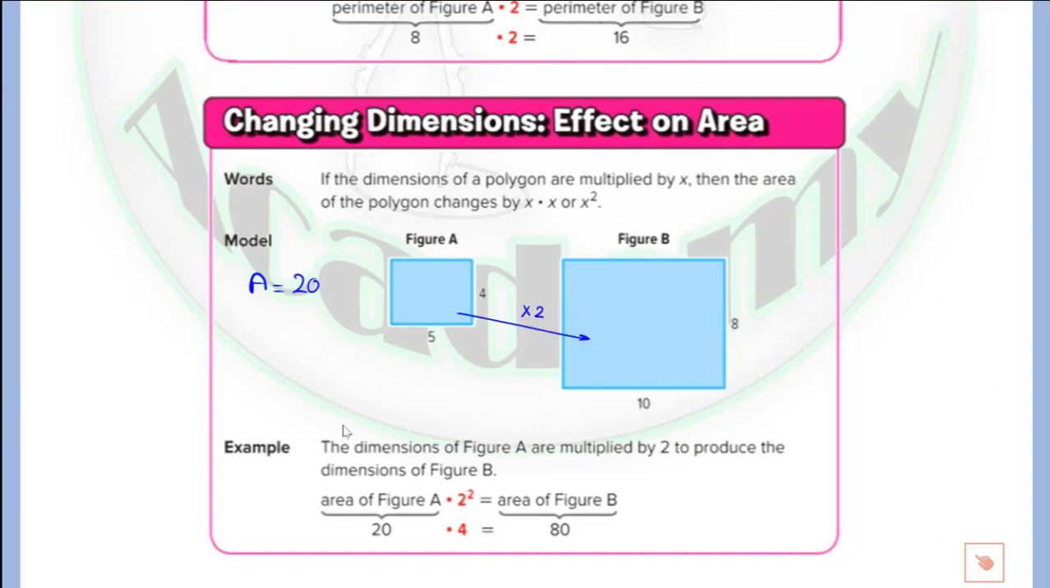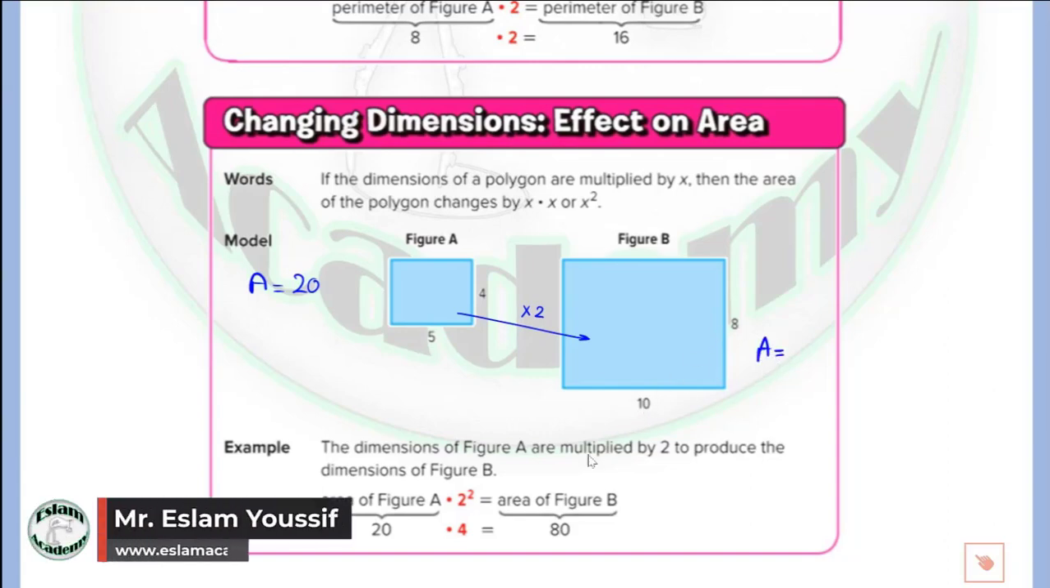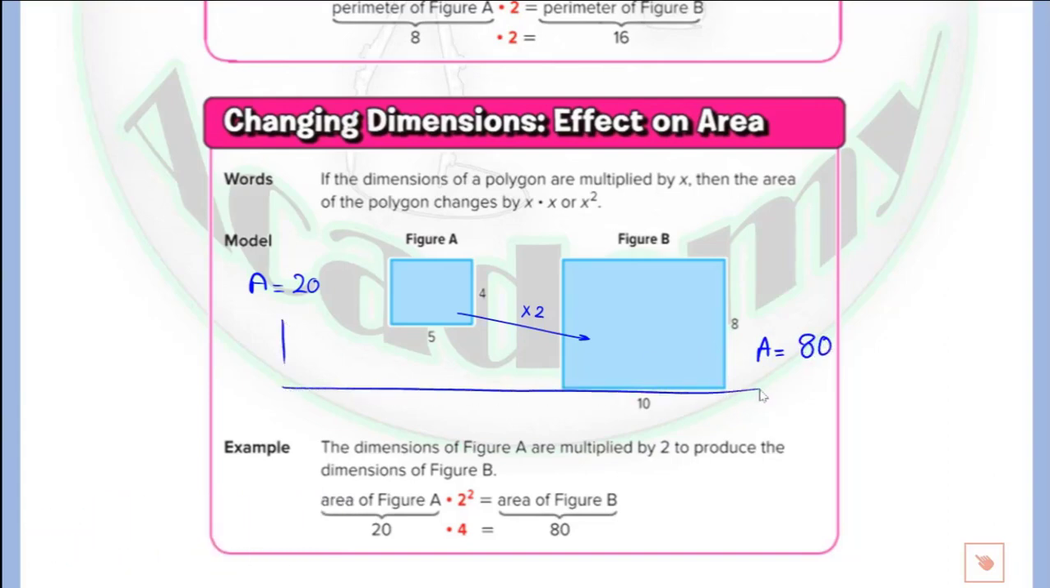Now find the area. To find the area, we know that we have a rectangle. It will be length multiplied by width, which is 10 multiplied by 8. It will equal 80. Now find the relation between A1 and A2. All we have to do is A1 multiplied by 2 to the power 2, because you multiply the sides by 2.